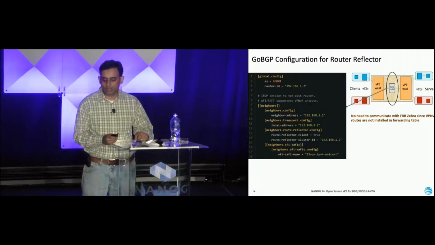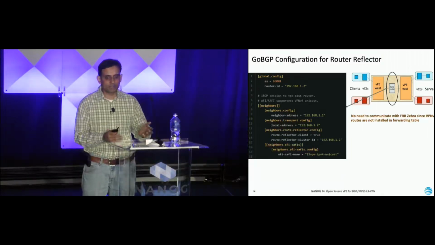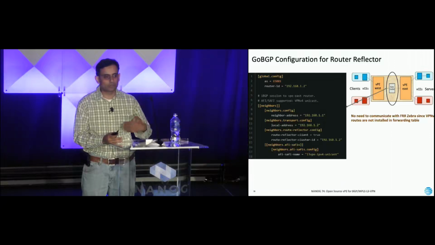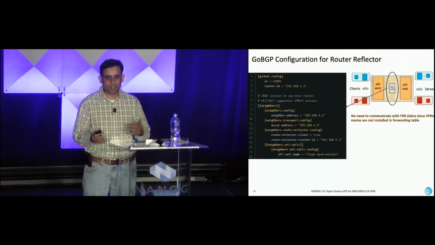One thing I'd like to point out is that there is no communication happening with FRR Zebra here, because the only routes that this route reflector learns and distributes are VPNv4 routes, and these routes do not need to be pushed down to the forwarding table, because the core router only switches packets based on MPLS labels and not VPNv4 prefixes.